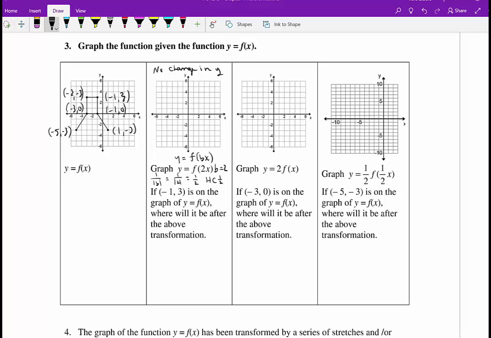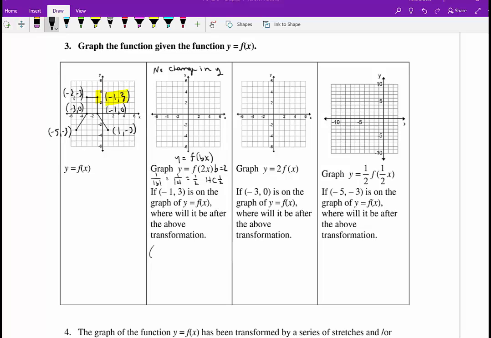Okay, so notice our b value is 2. Get the reciprocal of that. That tells us we have a horizontal compression of a half. So if negative 1, 3 is on the graph of y equals f of x, which it is, this point right here, where will it be after the above transformation?